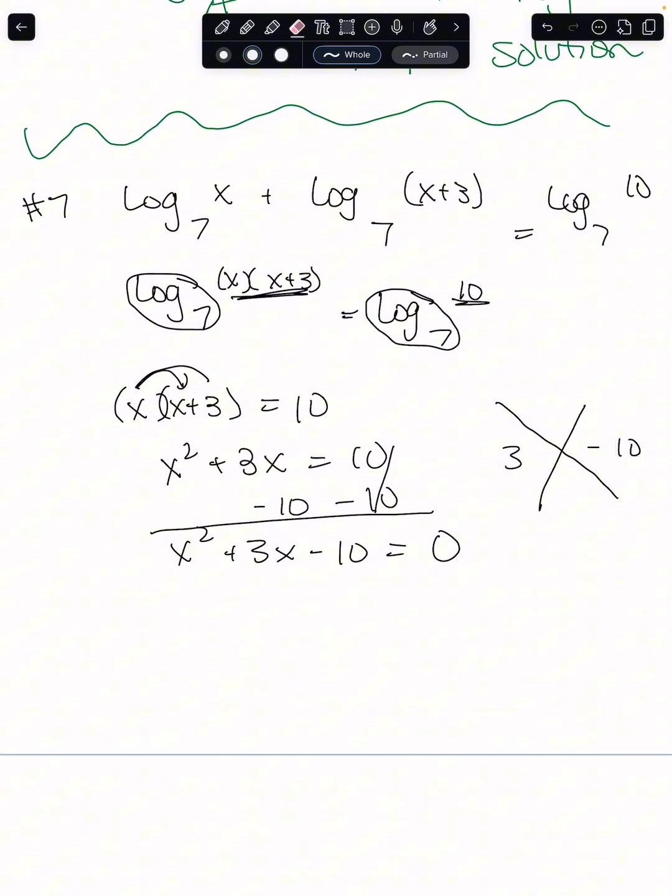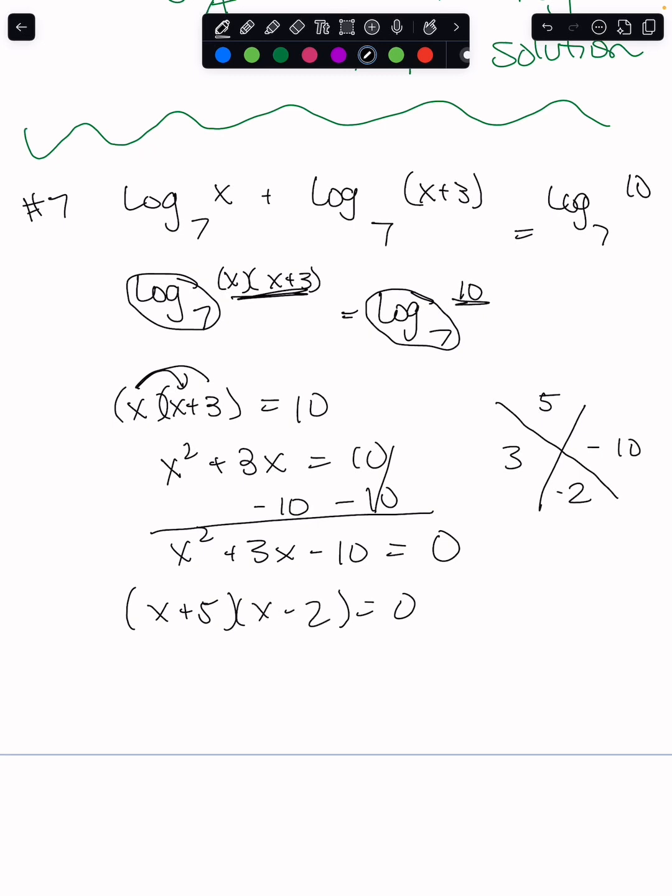So I got to figure what times what makes 10, not 21. I don't know where I got that number from. All right. It's going to be 5 and negative 2. 5 times negative 2 is negative 10. 5 minus 2 is 3. So I'm going to put these. That positive 5 goes there. That negative 2 goes there.